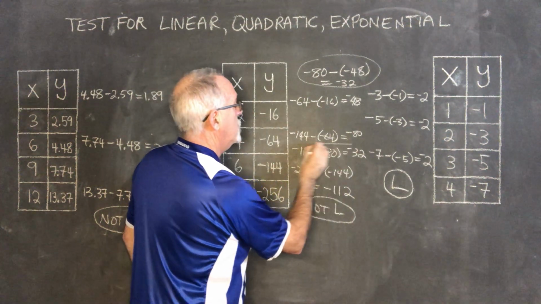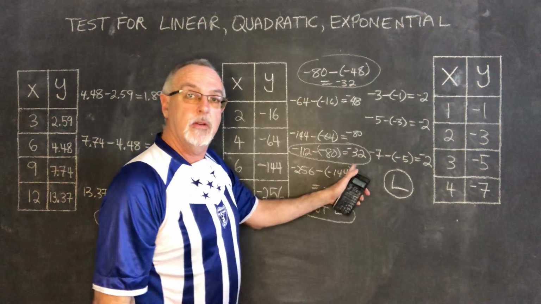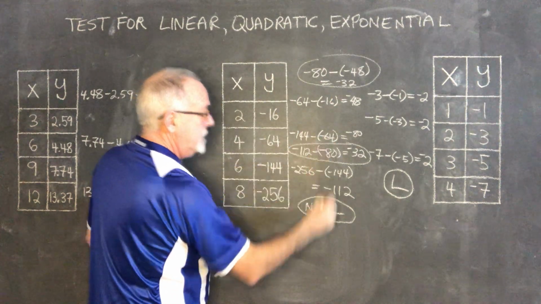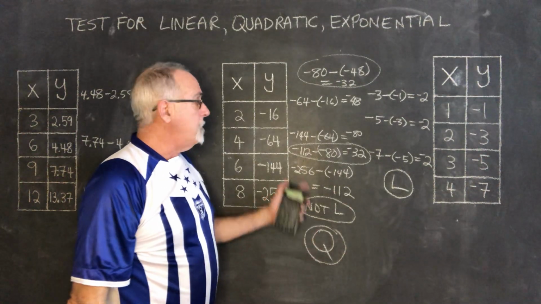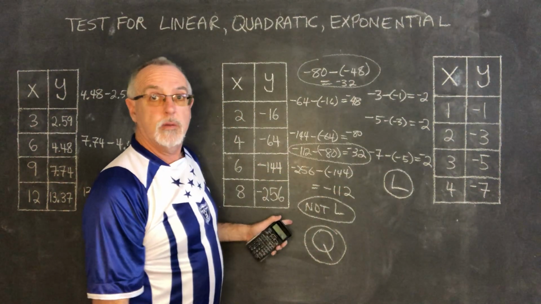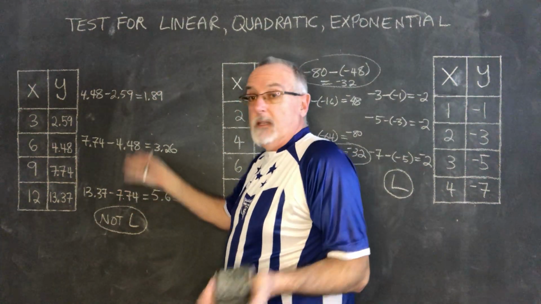There. So I've done my second difference test, and because I keep on getting negative 32, I know this is quadratic. Let me see here. I'll put a nice cube here and circle it. And that means with this one I can stop, because I've proven this is linear, I've proven this is quadratic. Now I'm going to do the same thing with this one and see if this is also quadratic.